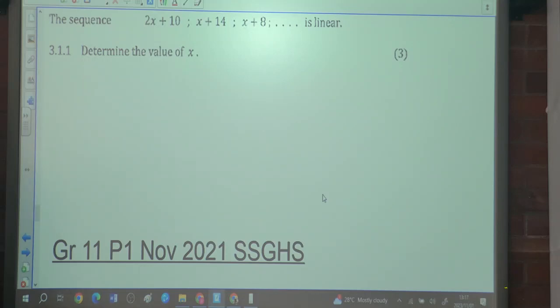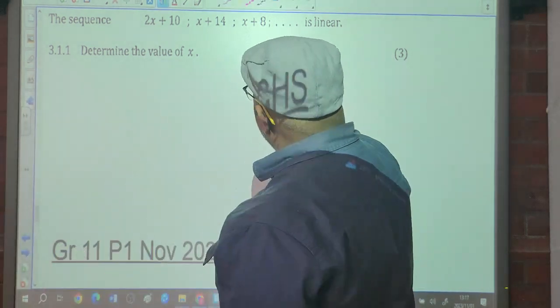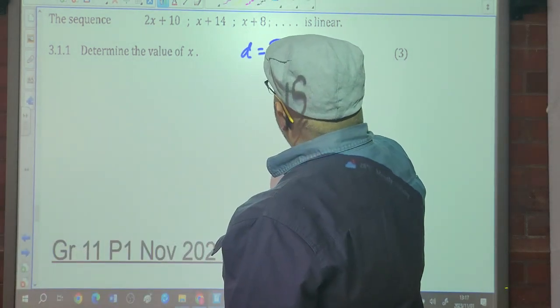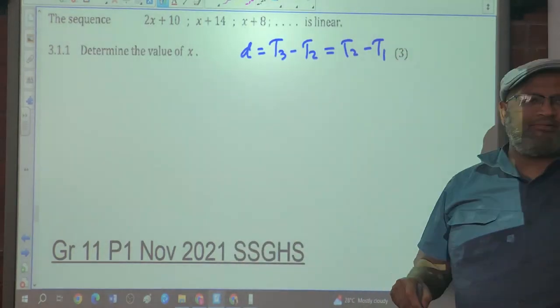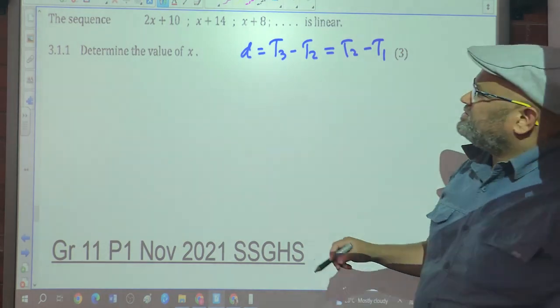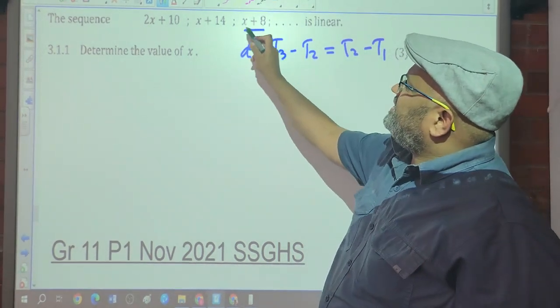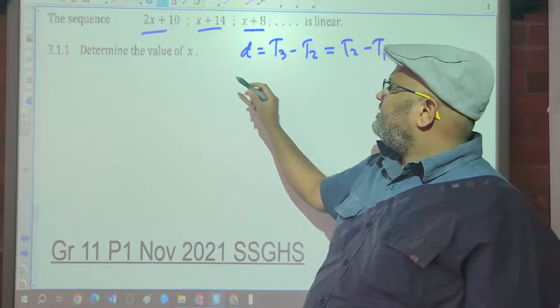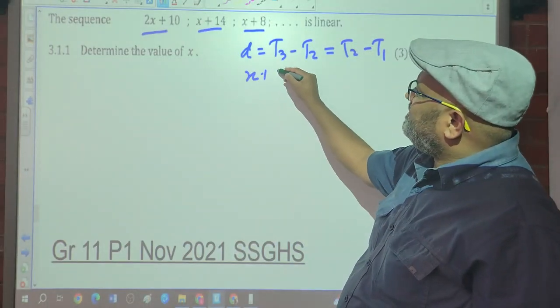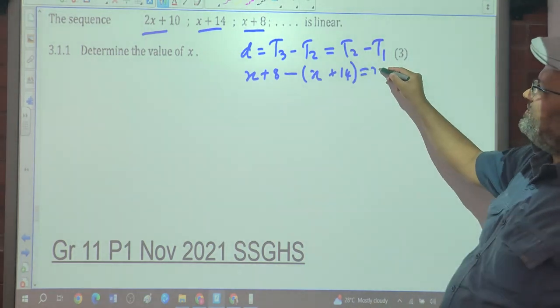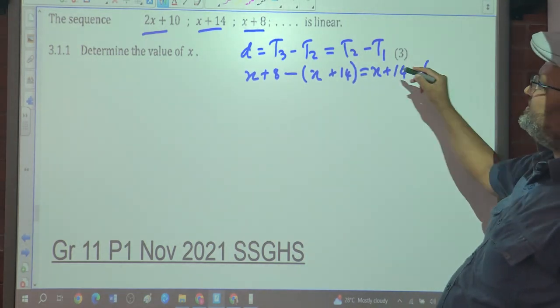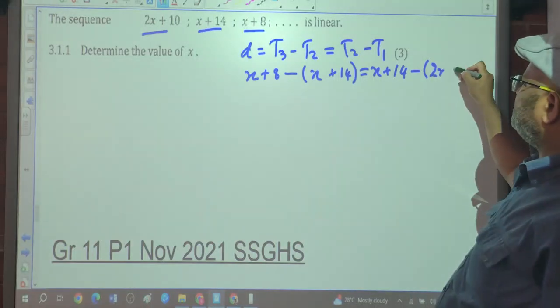There's a first common difference. Tell the value of x. If it's linear, the common difference is going to be t3 minus t2 equals t2 minus t1. So this is term 3, term 2, term 1. So it's going to be (x + 8) minus (x + 14) equals (x + 14) minus (2x + 10).